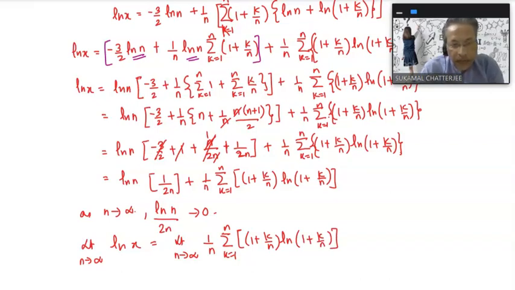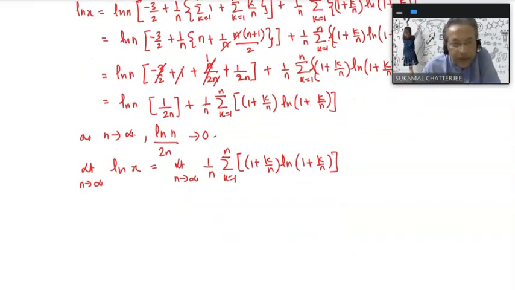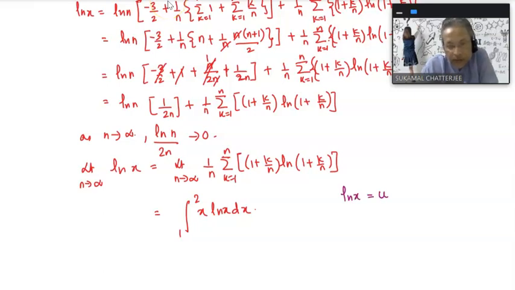So now the right hand side can be written as an integral, which is integral of 1 to 2 x ln x dx. So this can be integrated by parts. So where we take ln x as u and x dx as dv. So therefore du becomes 1 by x dx and v becomes x square by 2.